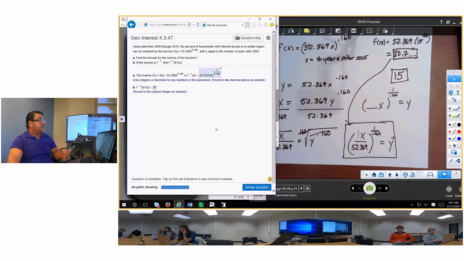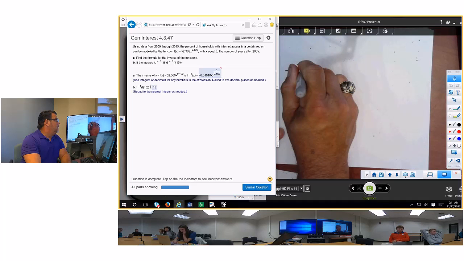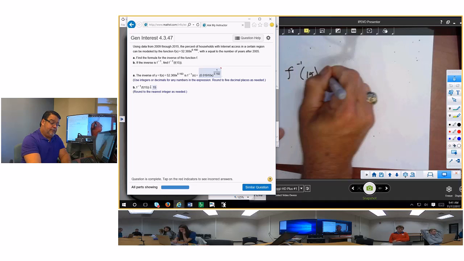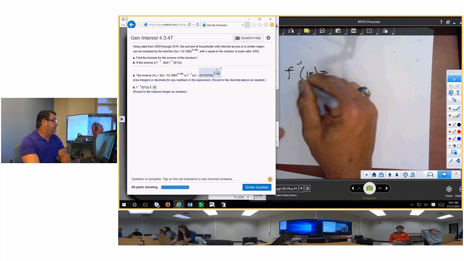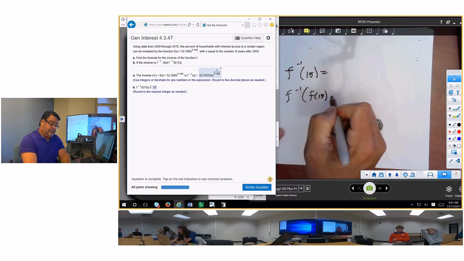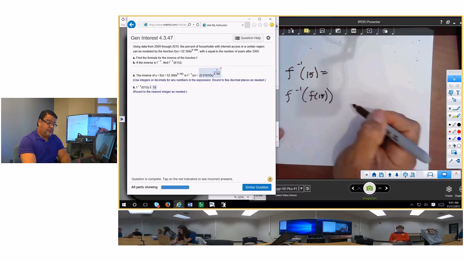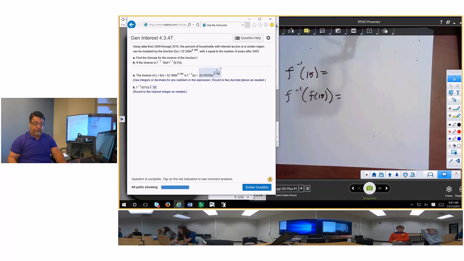Now this is what students do. When they see this, they plug 15 into what? This formula right here. But that's not what it means. If that's what it meant, it would say f -1 of 15 is equal to that. But that's not what it says. It says f of -1 with f of 15 plugged in. And that means plug it into the original, then plug it into the inverse. Okay? So hopefully that helps you on that one.